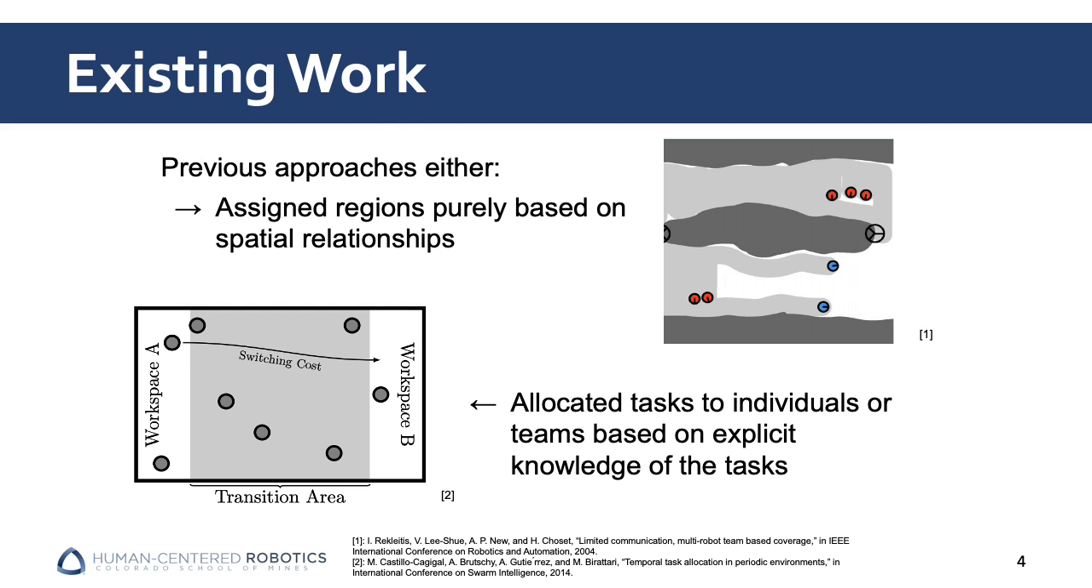Previous work on division of multi-robot systems has been limited. Much has assigned robots purely based on spatial relationships. Robots which are near each other get grouped into a similar team. In the figure on the right, the red robots above the obstacle have been grouped separately from the red robots below the obstacle. Other approaches allocated tasks to individuals or teams using explicit knowledge of the tasks. But if we don't have explicit knowledge of the tasks, we can't apply these. We may just know we need multiple teams ready to go to accomplish a mission without knowing details about each task that the teams might be assigned to.